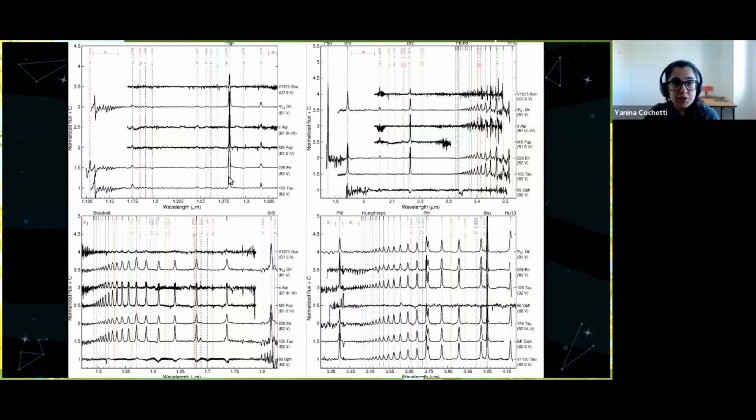This is the J band, H, K, and L. Previous works were focused mostly in these two bands. You can see here Brackett alpha that I mentioned before, Pfund gamma, the Humphrey series. Here is the Pfund series, so it's not very good in the upper part. Brackett series and Paschen beta. So you can see that there are a lot of hydrogen lines to observe in the infrared part of the spectrum.